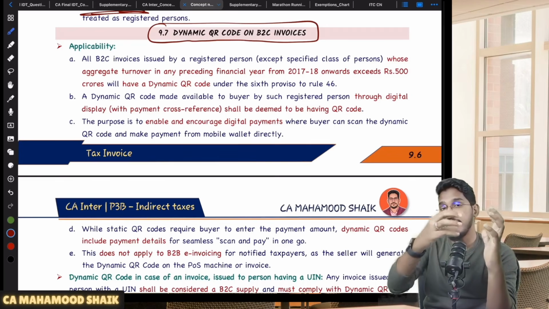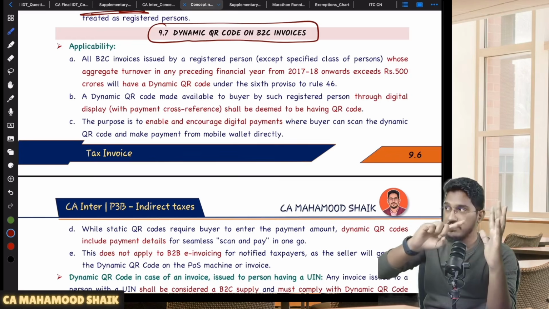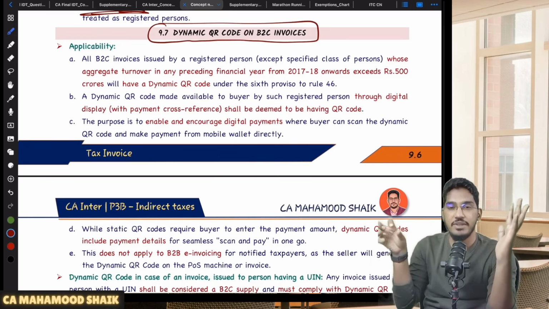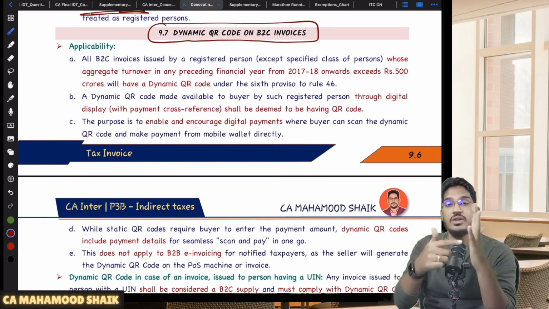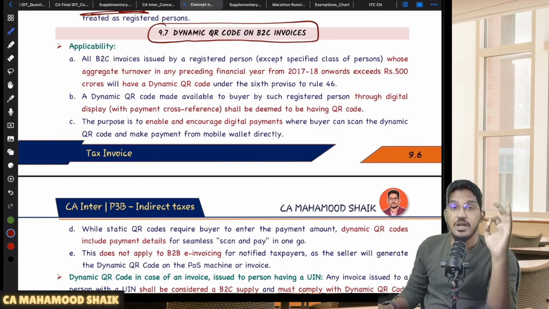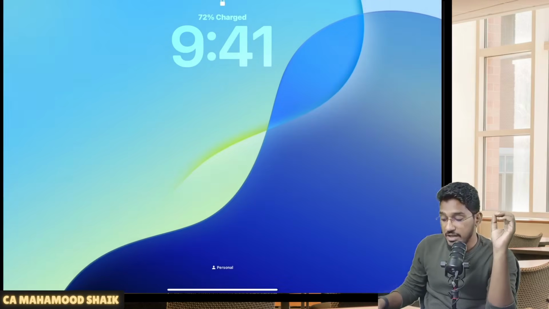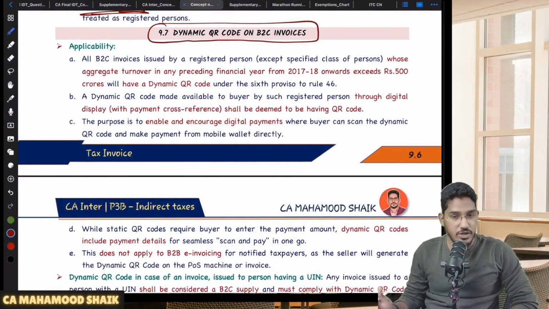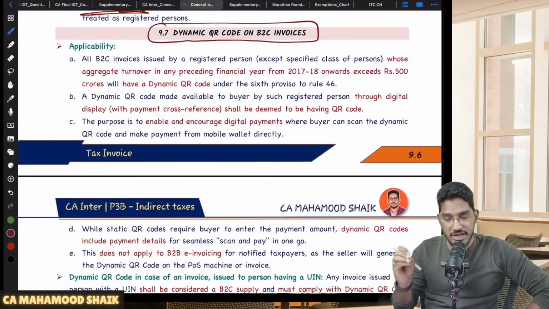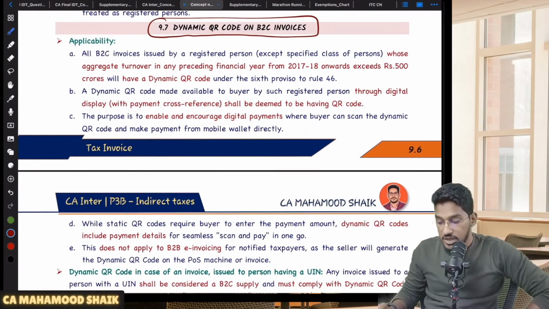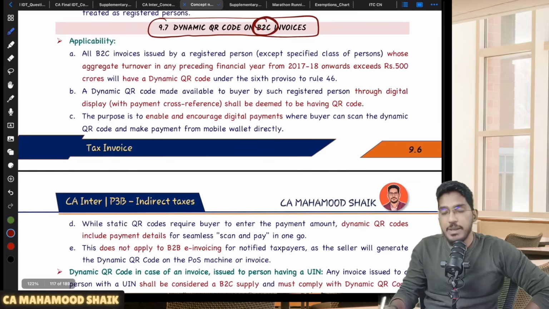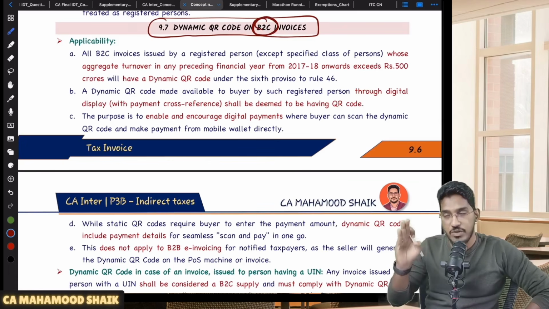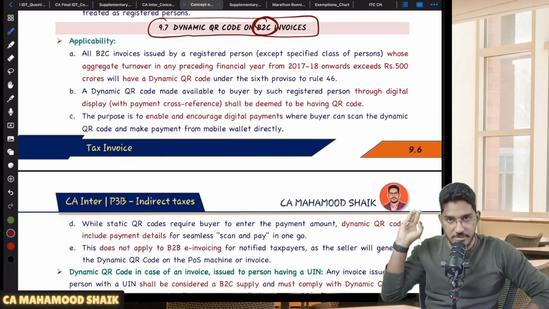Now when the next customer scans that fresh QR code, whatever amount he has to pay will get reflected automatically. That is what we call a dynamic QR code. So the GST Act has made it mandatory for a few suppliers to compulsorily generate that dynamic QR code. Sir, who are they? And they are required to generate dynamic QR code only for B2C supplies, not for B2B supplies.